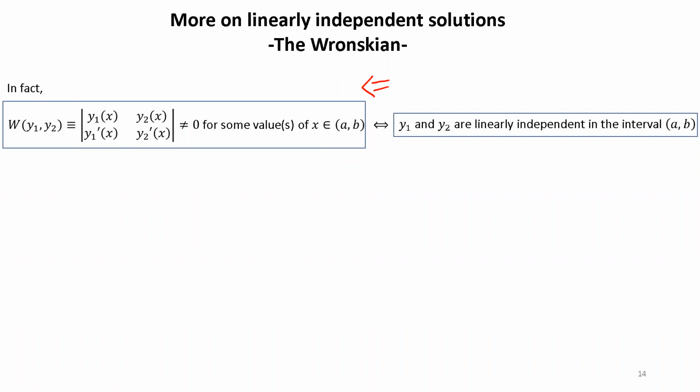But in the last slide, I didn't really say the opposite: that if the Wronskian is non-zero for these two functions, then these two functions are linearly independent. This is something I didn't really say, but in fact that is also true.